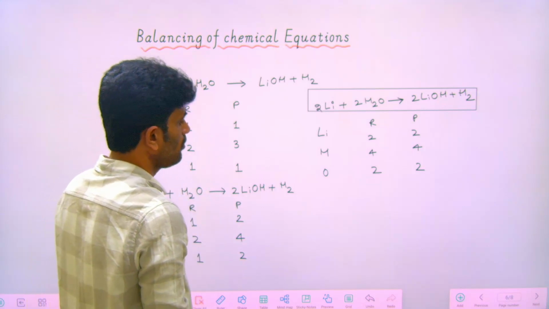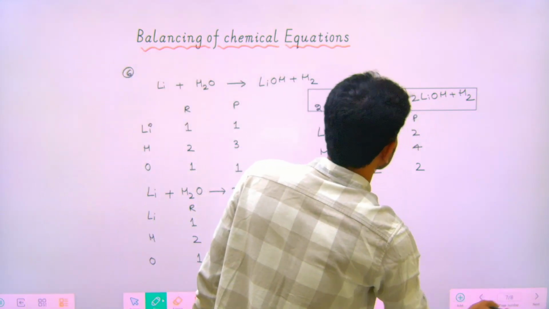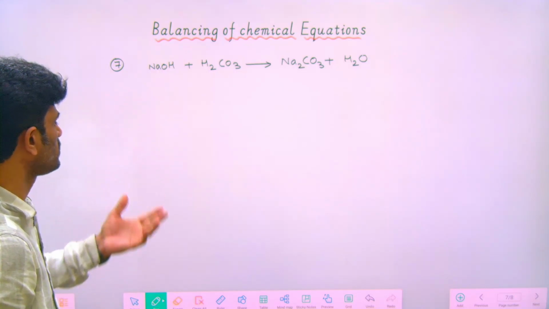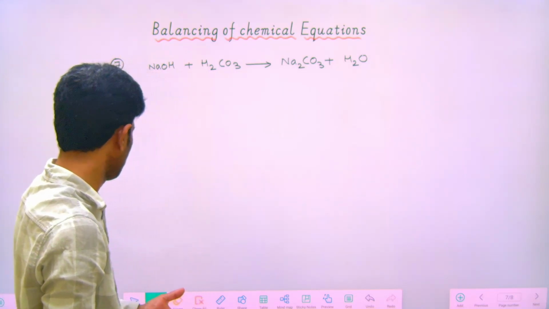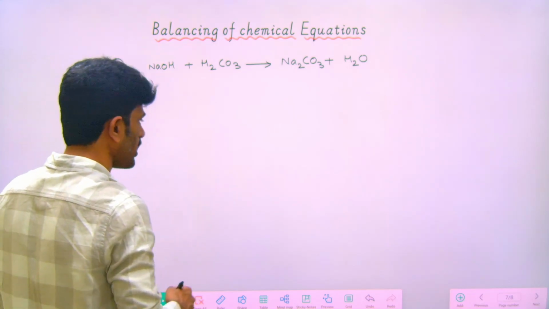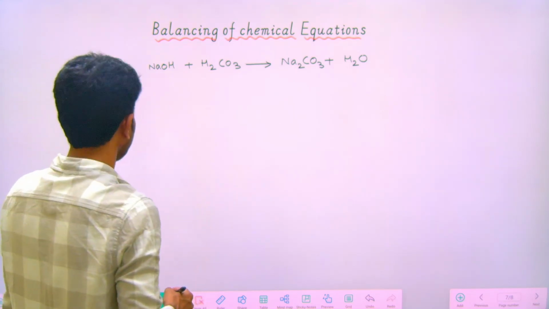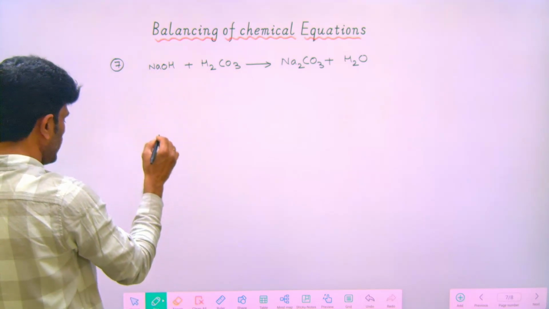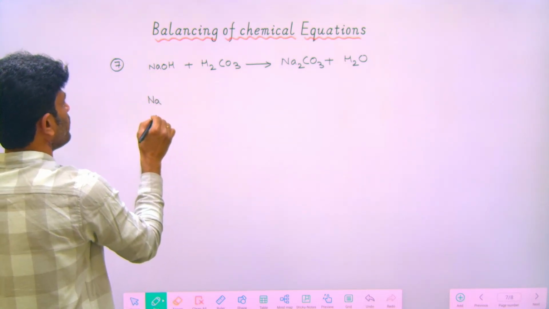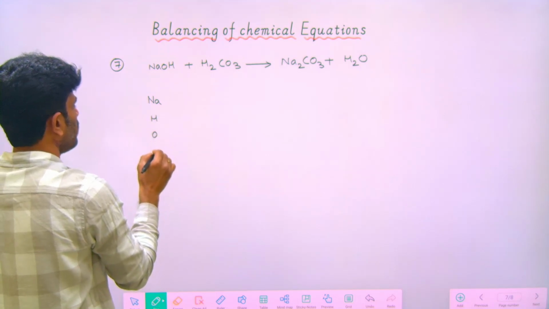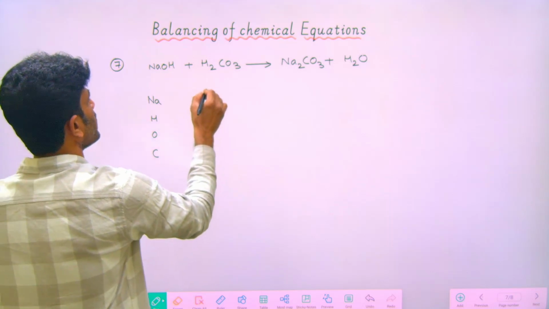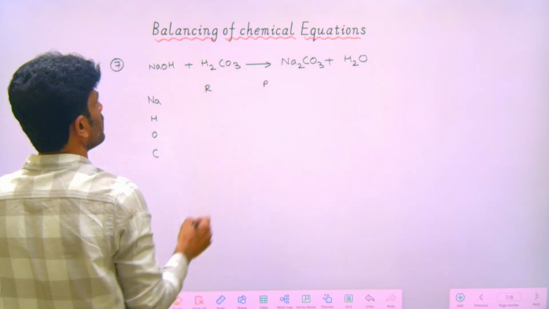Right, let us see one more now. This is NaOH plus H2CO3. Slowly we are doing more complicated, difficult questions. Not very difficult, but comparatively these are a bit more difficult. So here what all do we have? Different atoms. Sodium we have, hydrogen we have, oxygen we have, carbon we have. 4 types of atoms are there on both the sides, reactant side and product side.